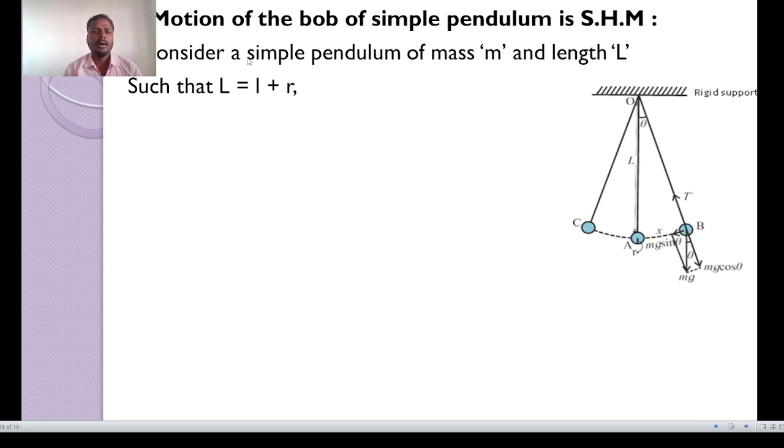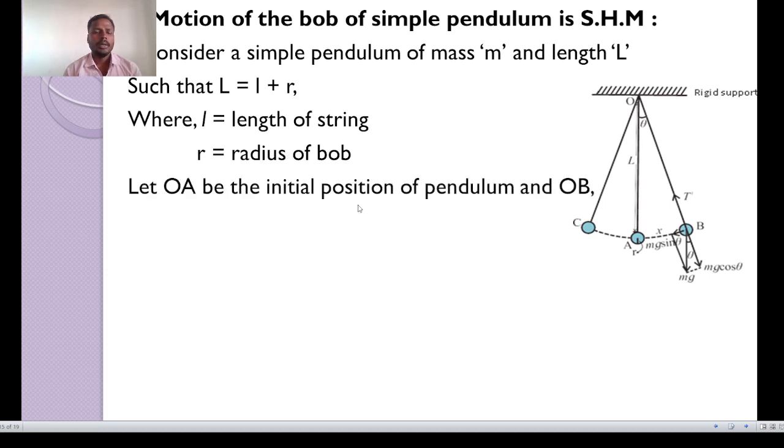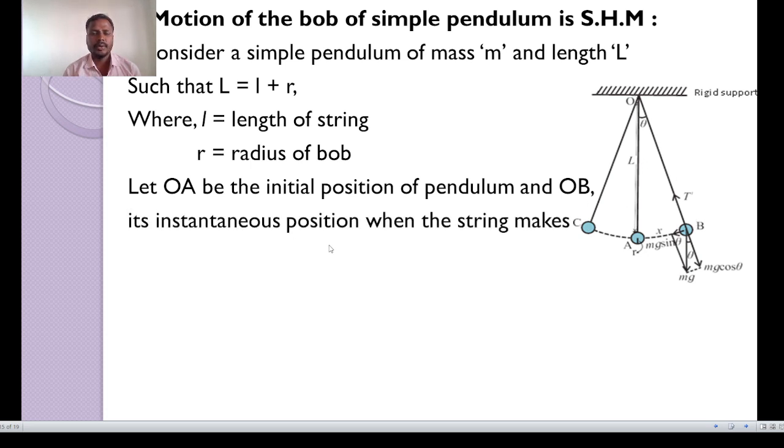Consider a simple pendulum of mass m and length L such that capital L is equal to small l plus r, where small l is the length of the string and r is the radius of the bob. Let OA be the initial position of the pendulum and OB be the instantaneous position when the string makes an angle theta with the vertical.